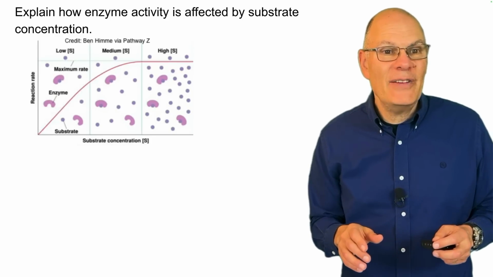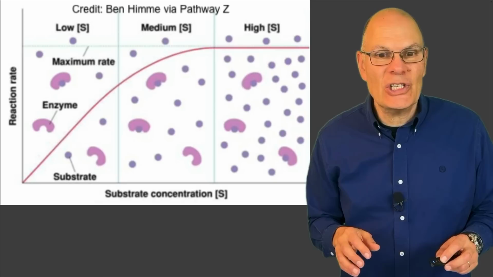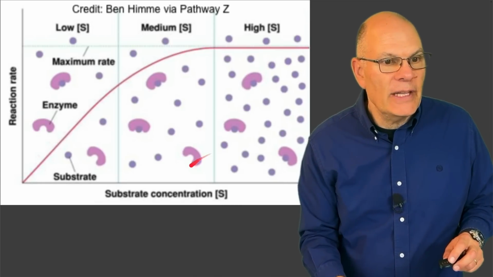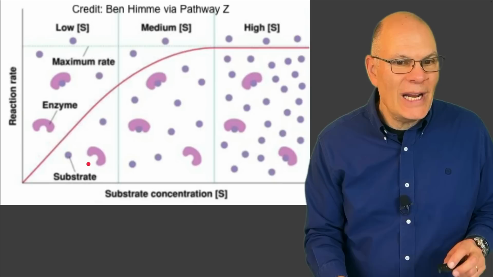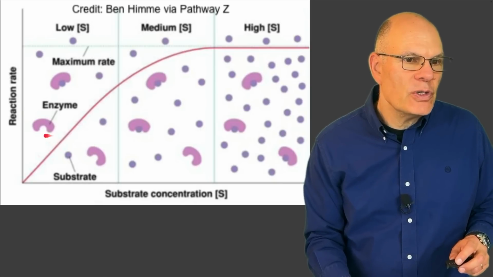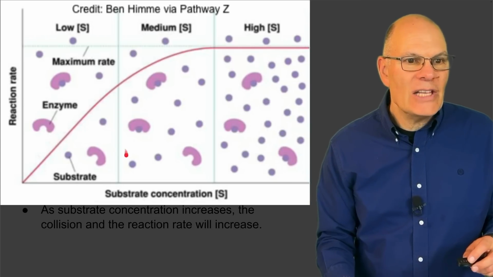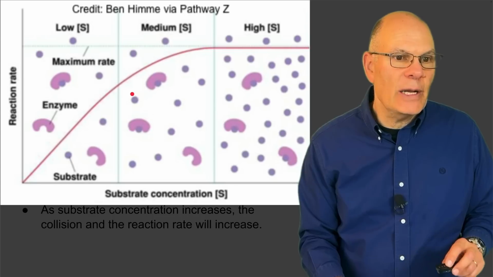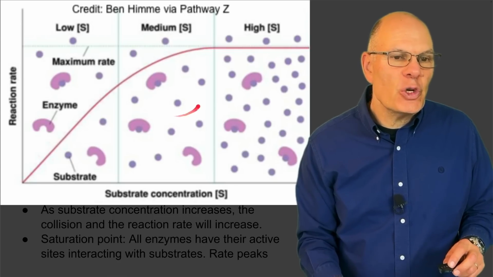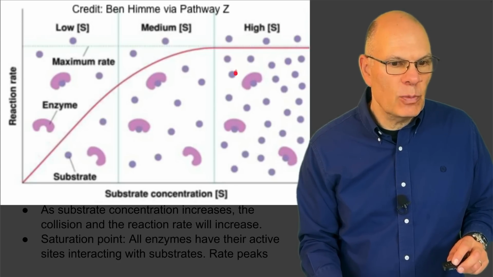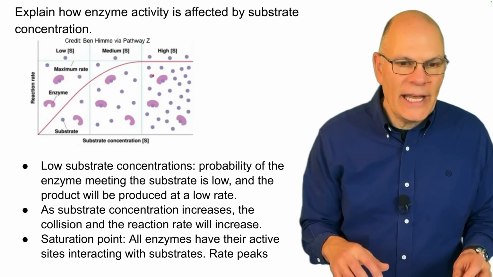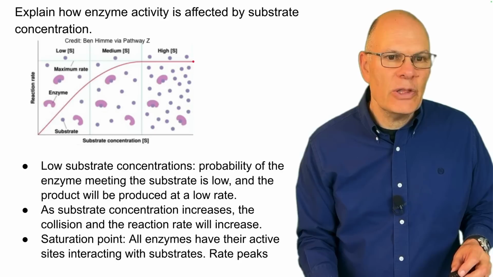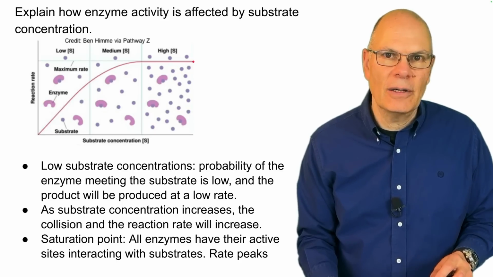Explain how enzyme activity is affected by substrate concentration. With low substrate concentrations, the probability of the enzyme meeting its substrate is low, and the product is produced at a very low rate. As substrate concentration increases, the collision and the reaction rate will also increase, but at a certain point, you get to a saturation point. And at that point, all the enzymes have their active sites interacting with substrates, so there's a peak in the rate and you don't go any higher.